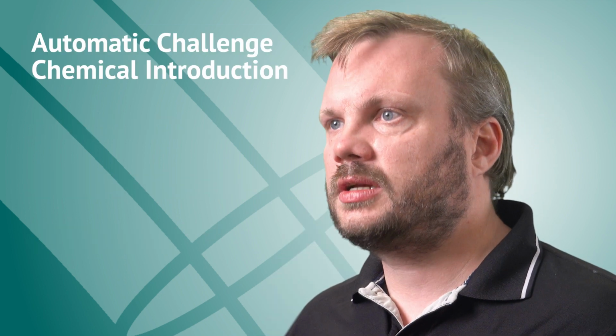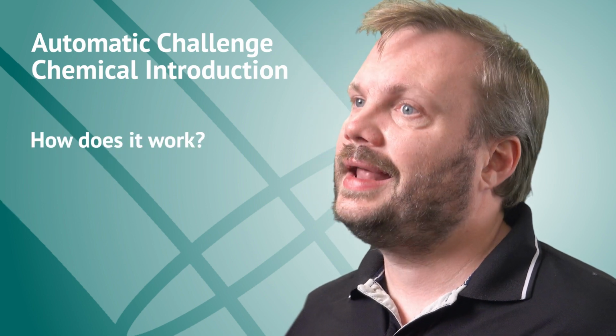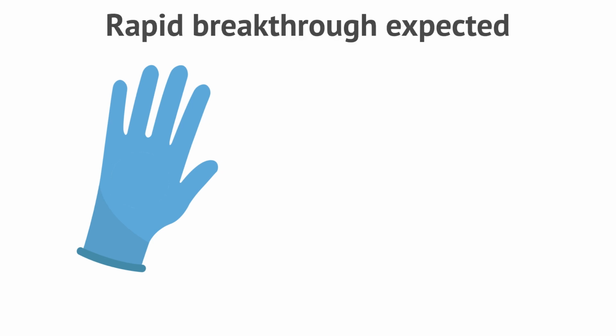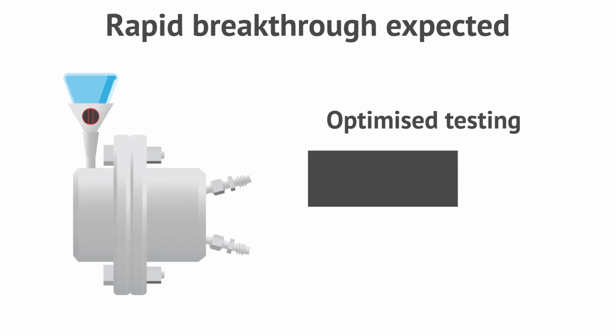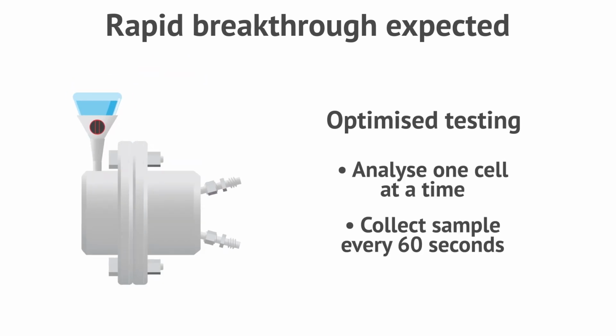Let's walk through an example of how automatic challenge chemical introduction works and how it speeds up testing. Let's say we have a material that's expected to have a rapid breakthrough. In this case, we can optimize our testing process by analyzing one cell at a time and collecting samples every 60 seconds. With the automated system, here's what you can expect.